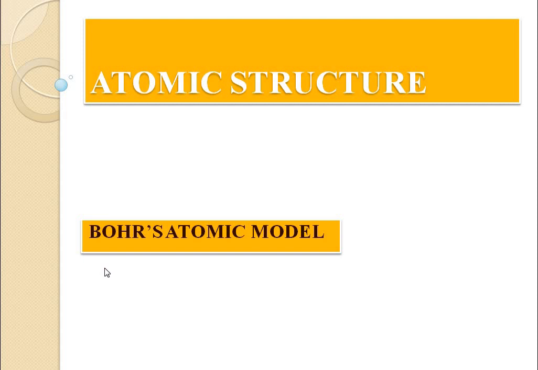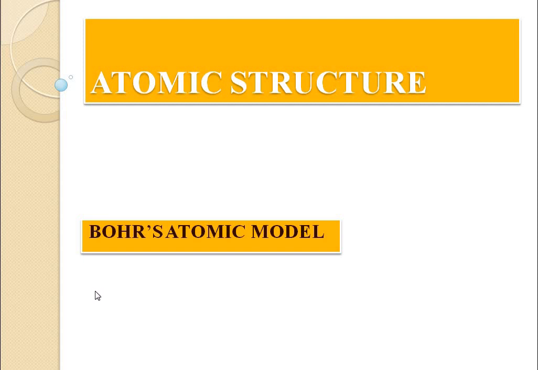Today I am going to start with atomic structure, and in atomic structure, Bohr's atomic model we are going to discuss. Bohr's atomic model is very important. Bohr has given some postulates and also how to calculate the radius of the nth orbit, energy, velocity, and time of revolution, and also the line spectrum of the hydrogen atom. Today we are going to discuss Bohr's atomic model postulates and the radius of the nth orbit, and based on the radius of the nth orbit we are going to do some problems.